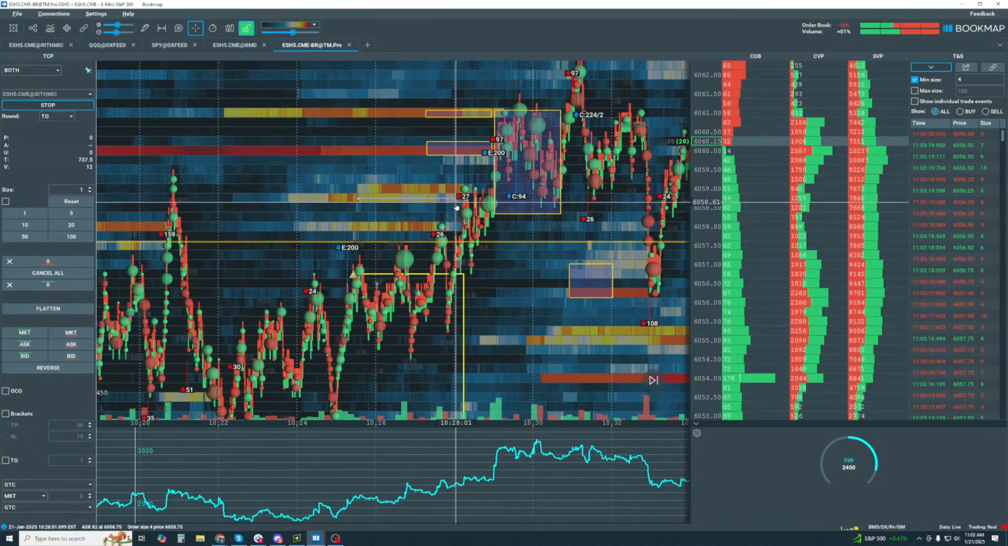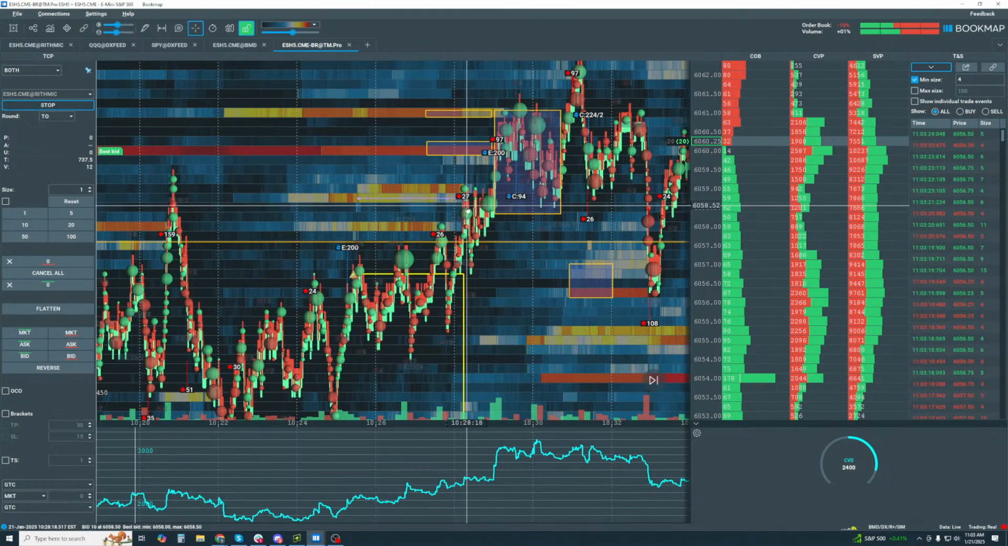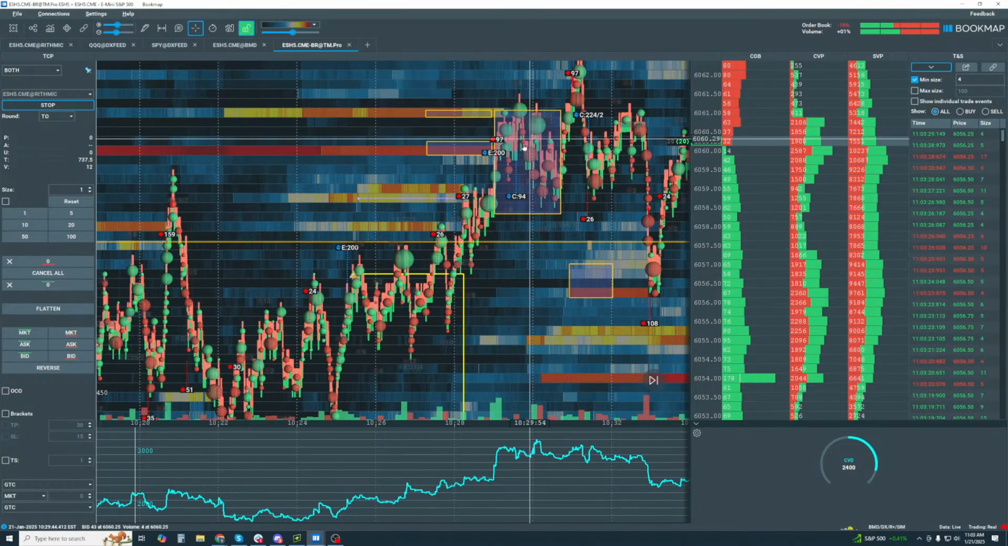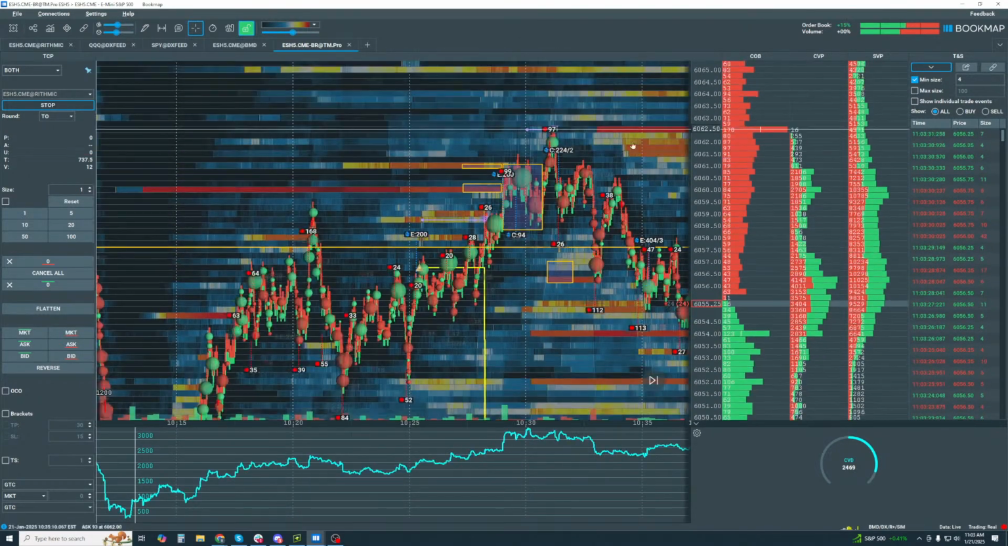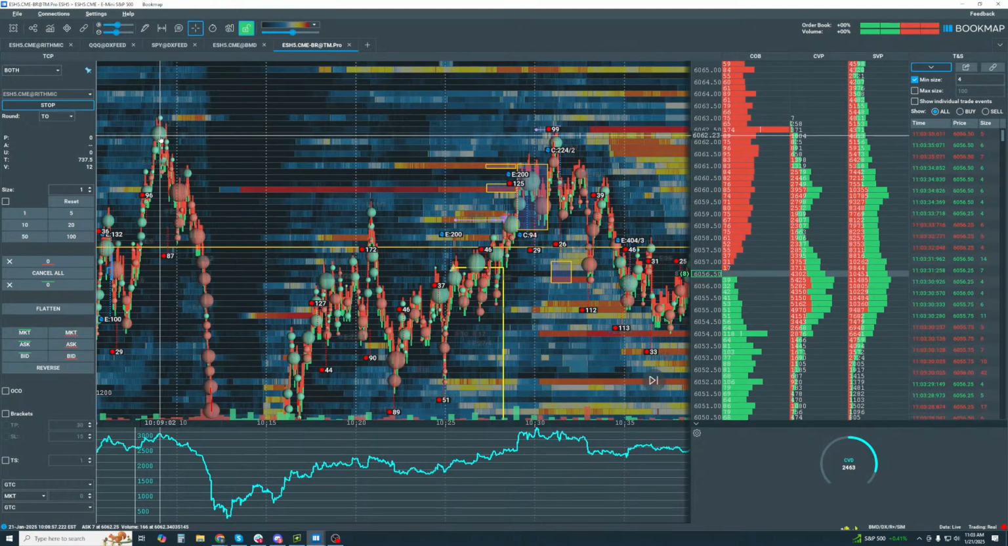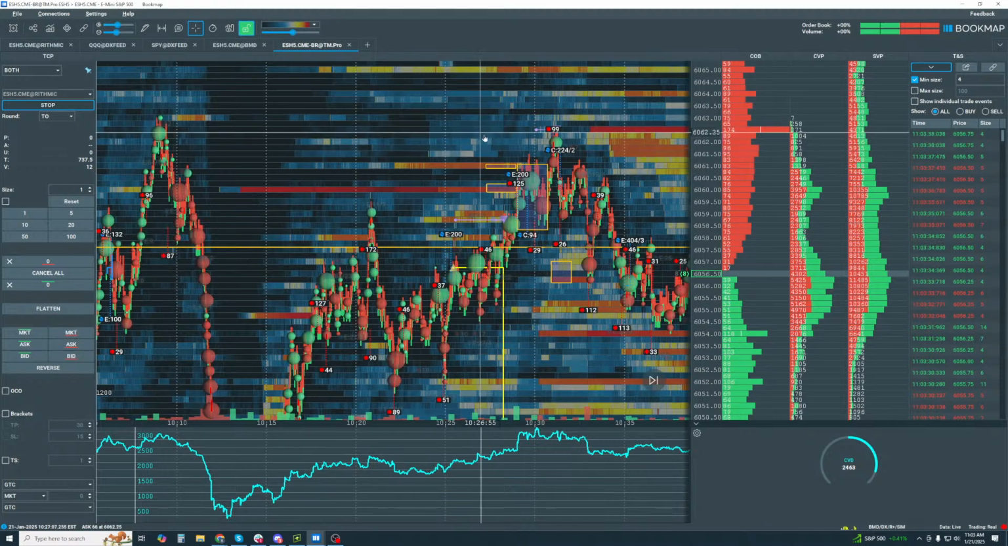Okay, I liked getting out up here, right around or at that high liquidity. I also liked the final take profit up here at the swing, and in front of the swing.